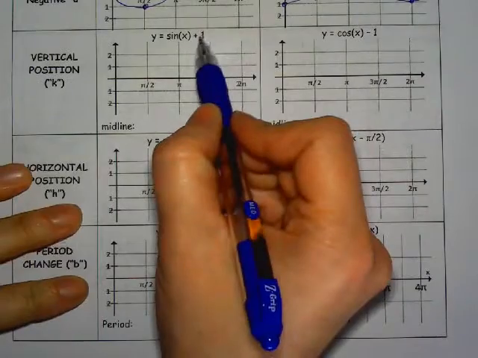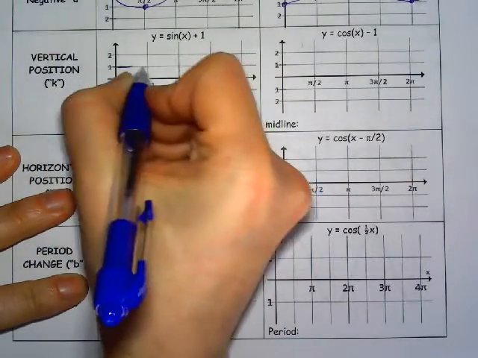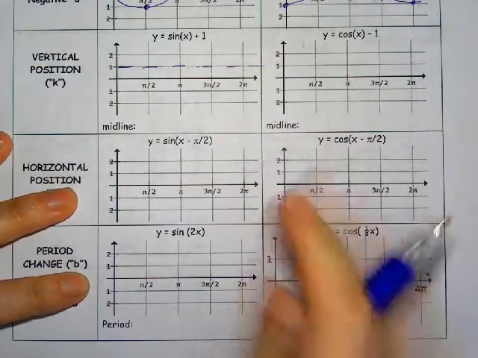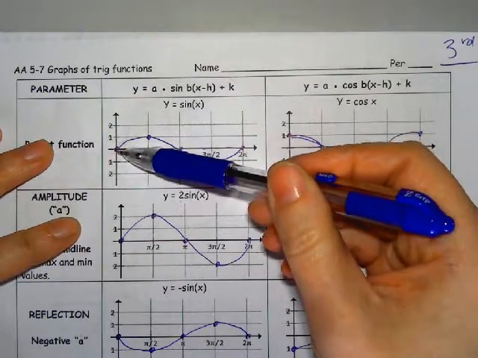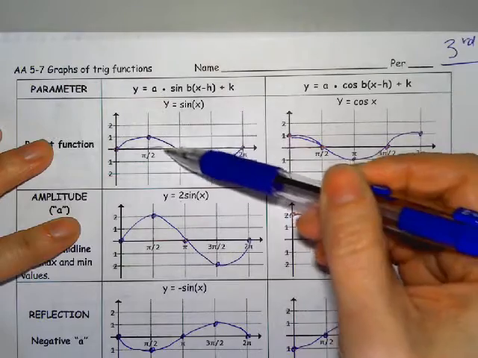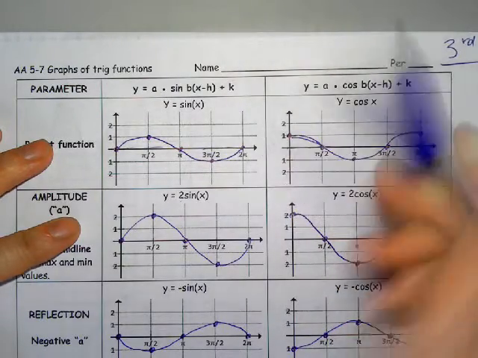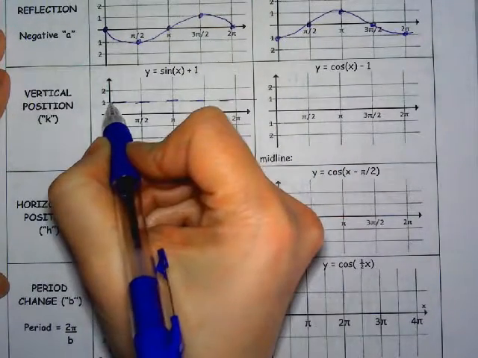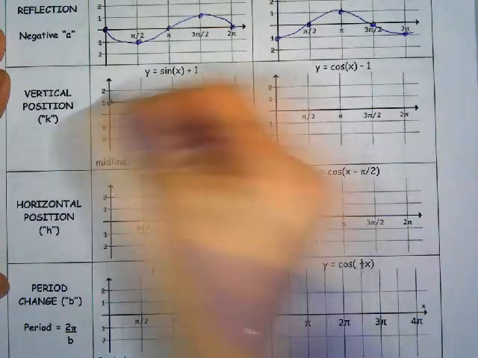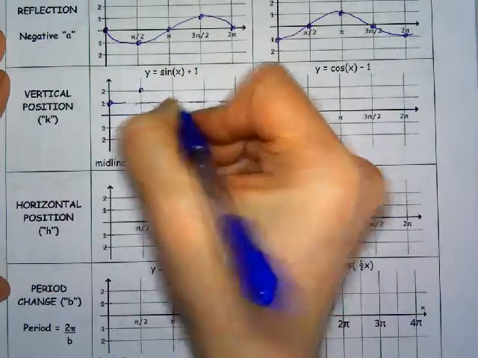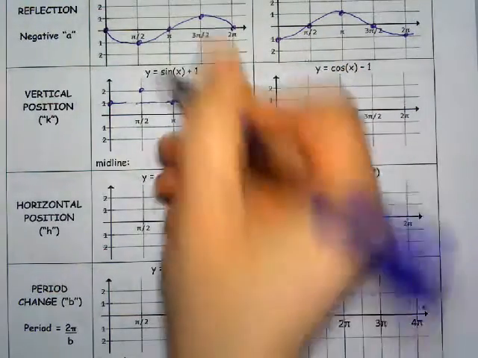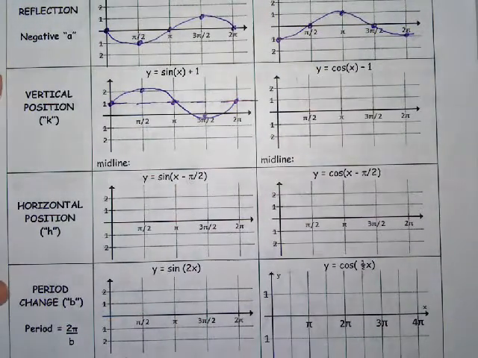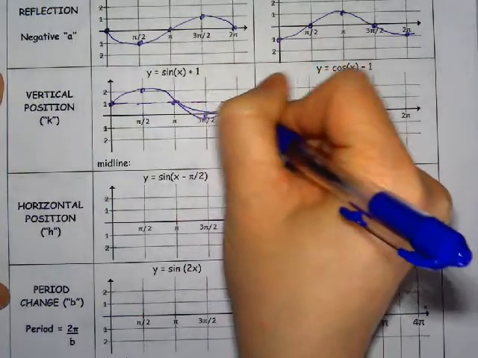So instead of having a midline at 0, I'm going to put my midline at 1, and that shifts the whole thing up. So my original sine graph started at 0, went up 1, back to 0, down 1, and back to 0. So on my vertical position now, I'm starting where my midline is. That's my new 0. Still going up 1, back to 0, down 1, back to 0. So the whole thing gets shifted up. And that's a little bit off, but you get the point. So this shouldn't be dipping below. This should be right there.